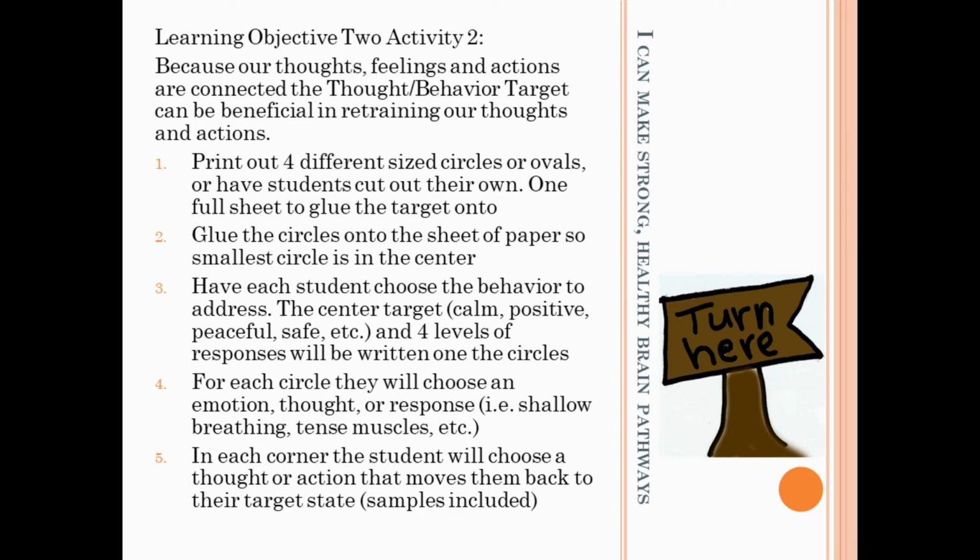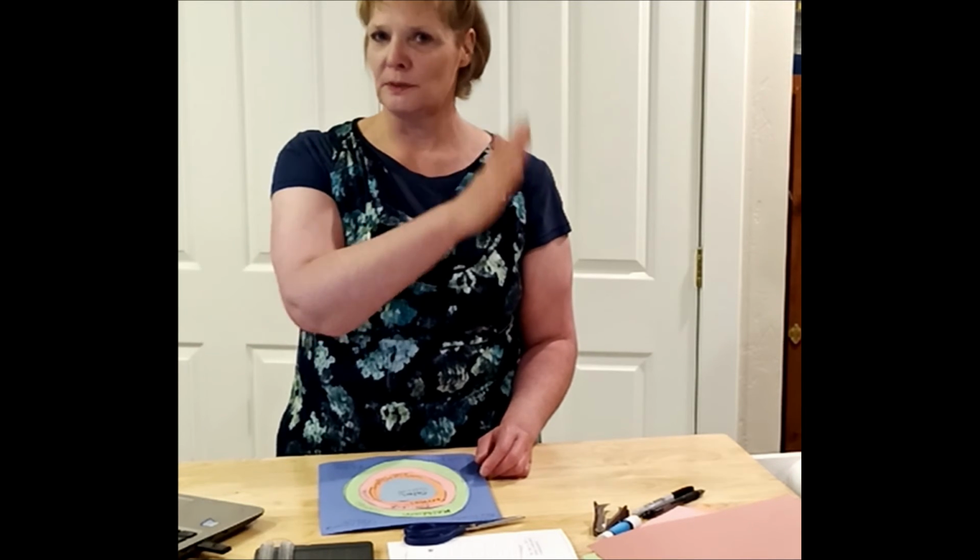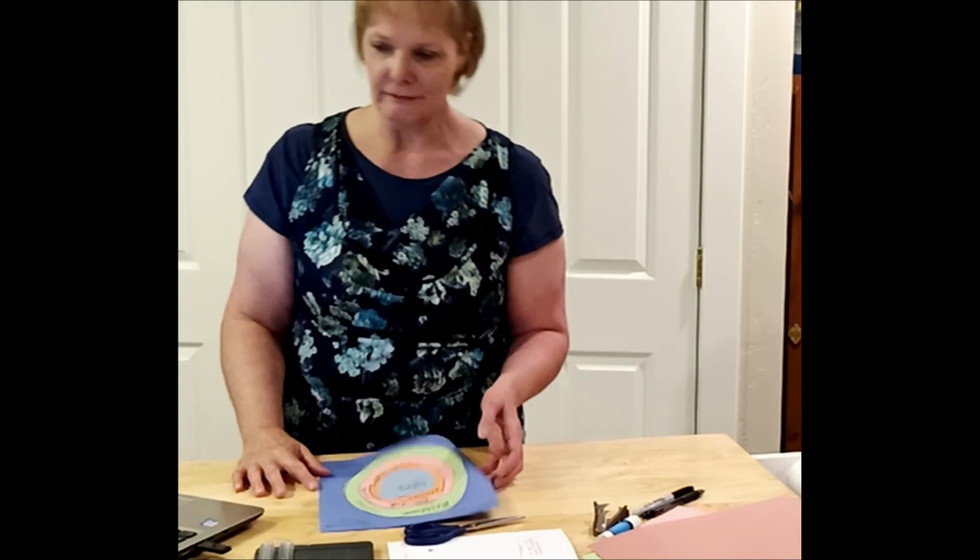So the second activity is this one that I already did. It's called a thought behavior target. Its goal is to help us connect the fact that our thoughts, feelings, and behaviors are connected. So we may have a thought, which leads to an emotion, which leads to a reaction or a response. And how can we change that if we don't want to do that automatic response, but we want to be intentional about what our response is going to be? And again, that's practicing learning how to change which pathway in your brain you're going to walk on and use.